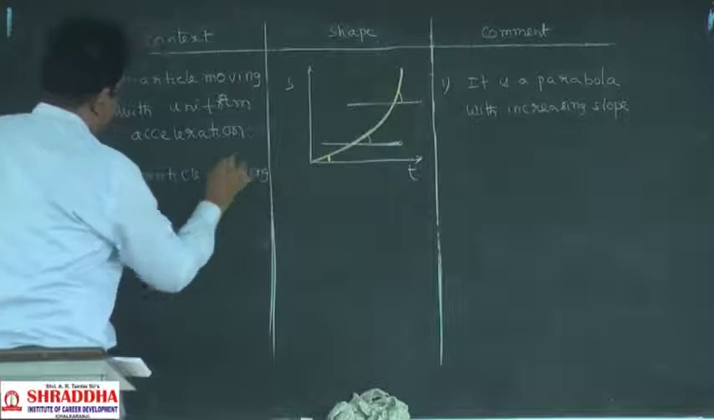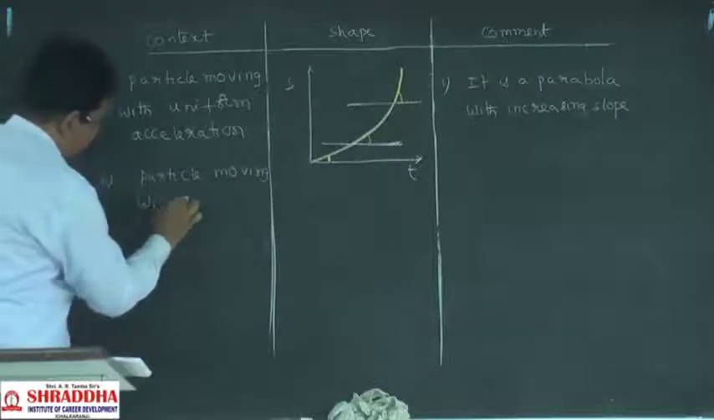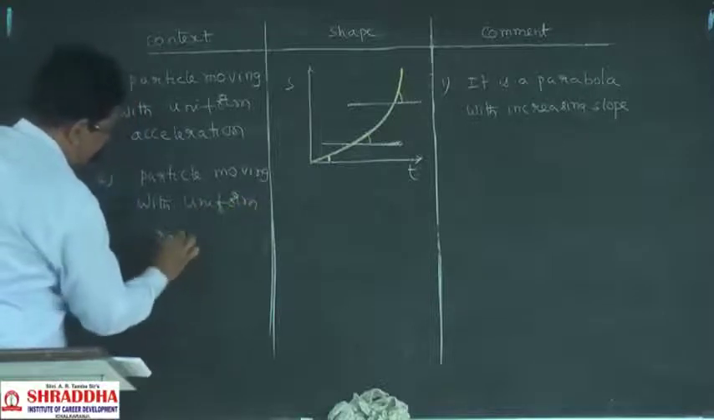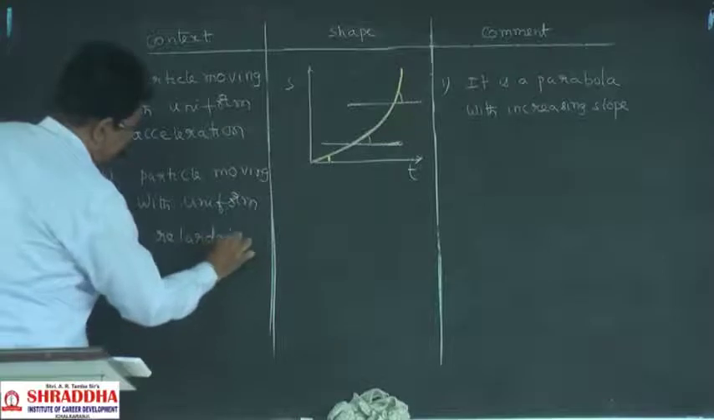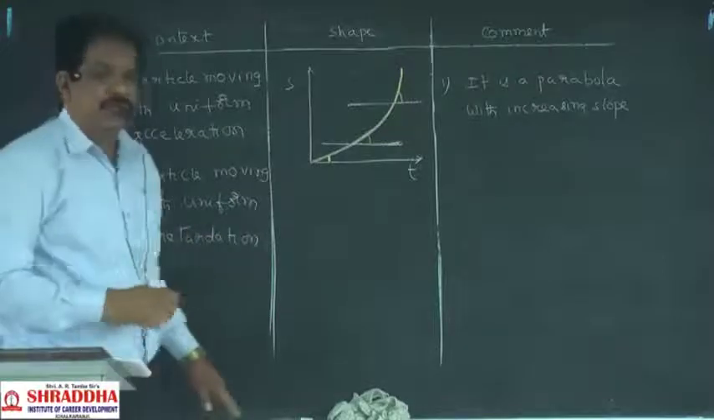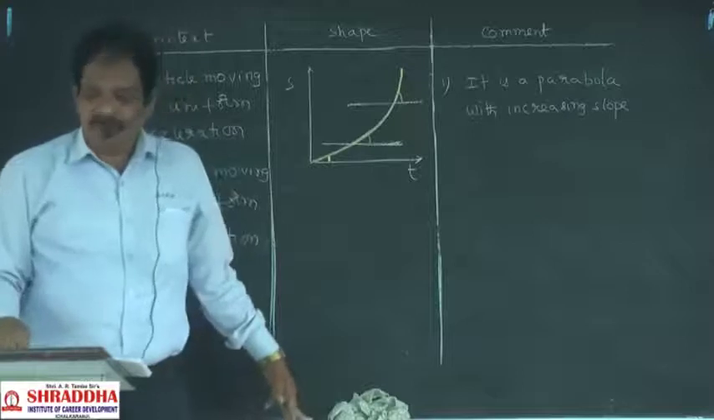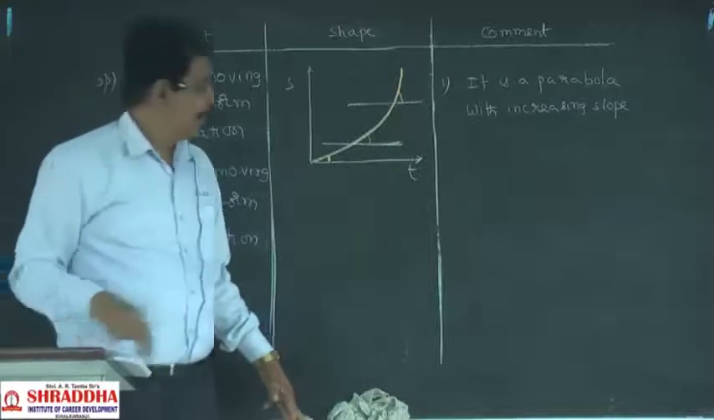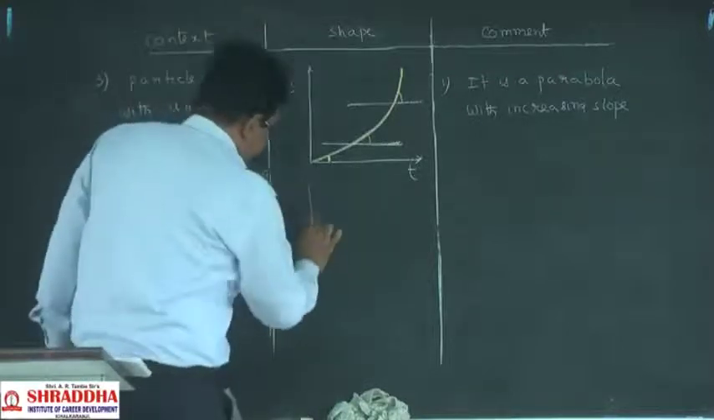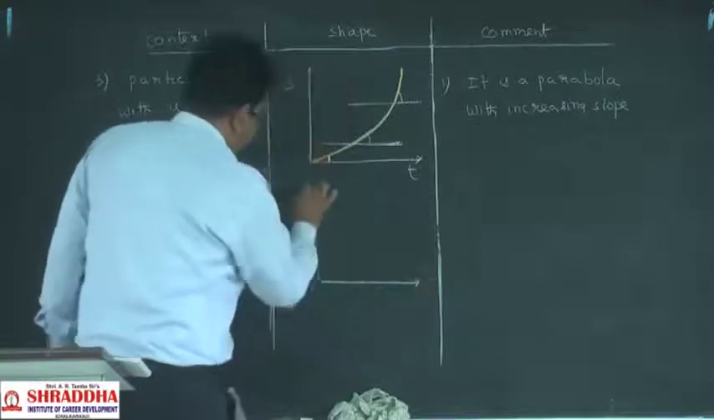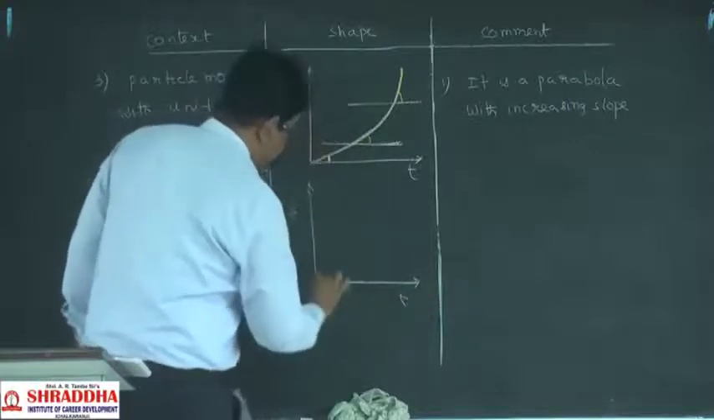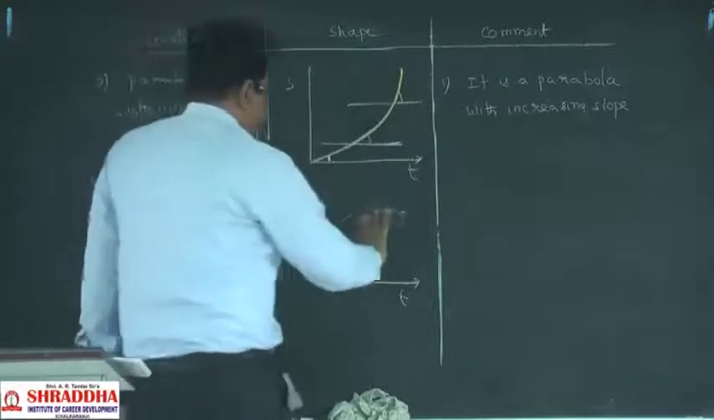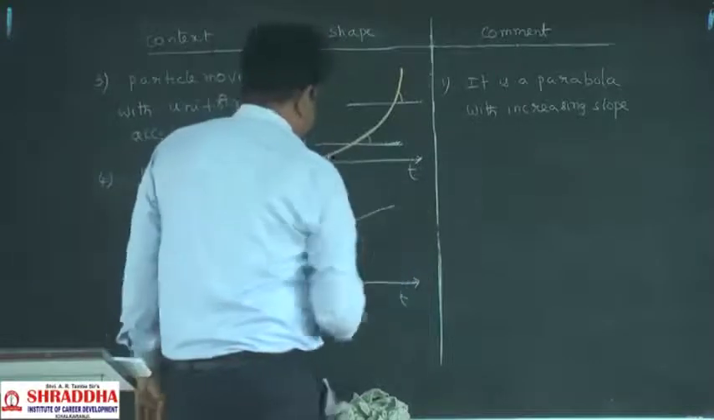Particle moving with uniform retardation means uniform with negative acceleration. If the particle is going, what will be the shape of this one? So the shape will be like this. Gradually the slope will decrease with time.